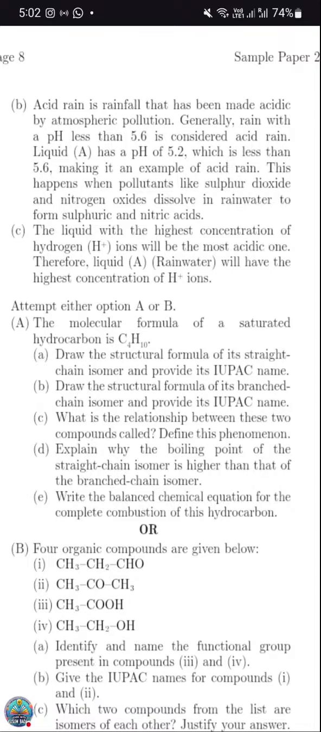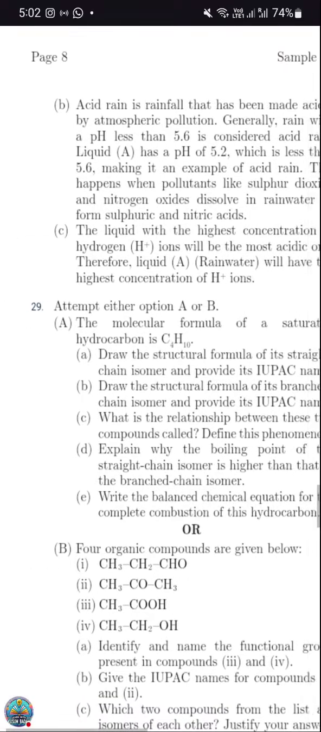Acid rain is rainfall that has been made acidic by atmospheric pollution. Generally, a pH less than 5.6 is considered acid rain. Liquid A has the pH 5.2, which is less than 5.6, making it an example of acid rain. This happens when pollutants like sulfur dioxide and nitrogen oxide dissolve in rainwater. So learn these oxides also. Sometimes they can ask which oxides are responsible for acid rain. Then in the acid rain, sulfuric acid and nitric acid form.